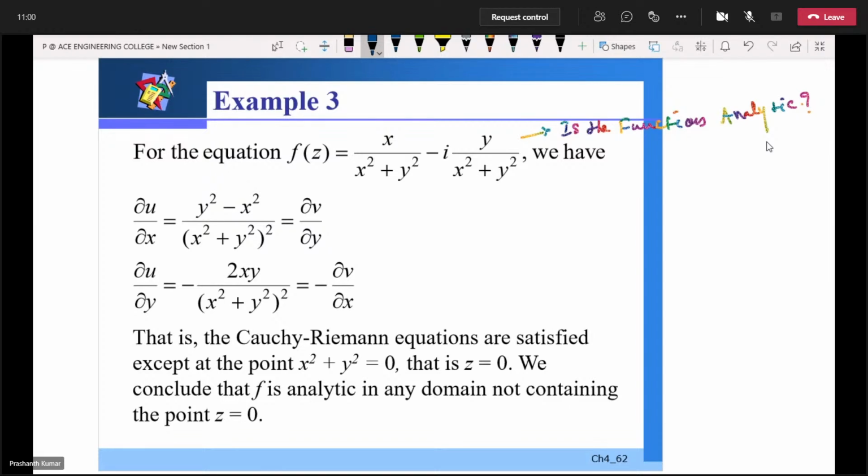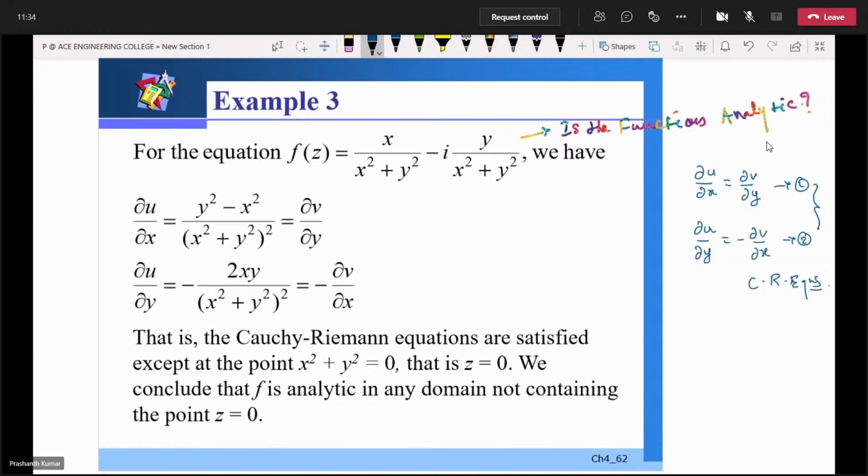Then we check the condition for analytic, that is the CR equations. The CR equations are, we know, dou u by dou x is equal to dou v by dou y, and dou u by dou y is equal to minus dou v by dou x. This is the first condition. This is the second condition. These two conditions are called the CR equations.